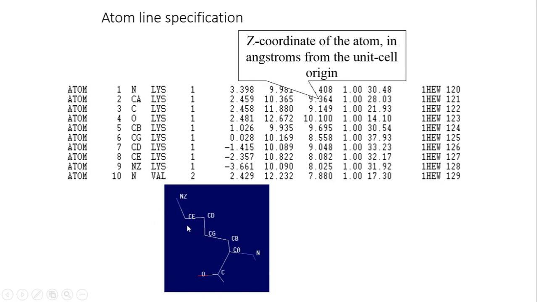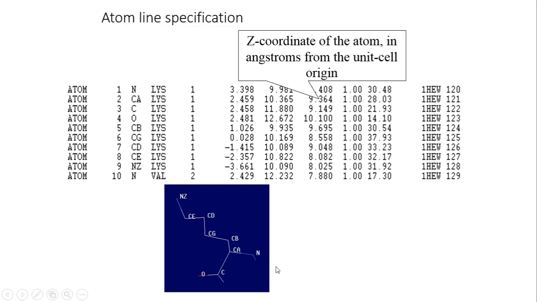Okay, and we have correlated this textual information to the three-dimensional information. This is how your computer program would interpret these lines. This particular line is for this nitrogen. This line is for this C alpha carbon atom. This third line is for this carbonyl carbon atom. The fourth line is for this carbonyl oxygen atom. The fifth line is for this C beta carbon atom, and subsequently till you reach the terminal atom of your side chain.